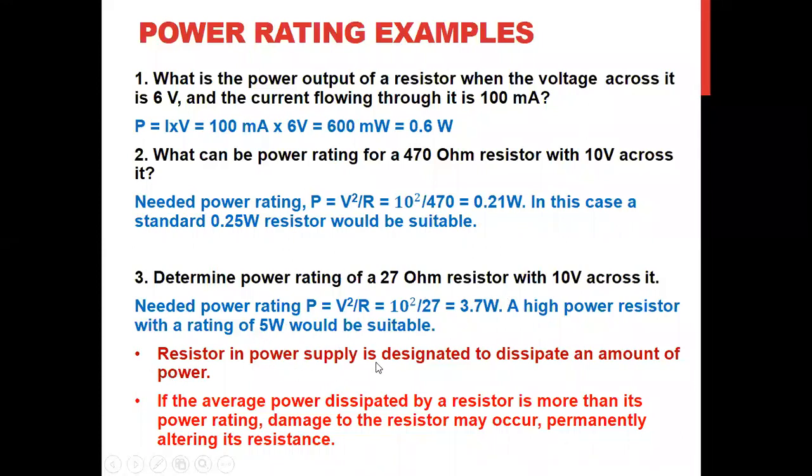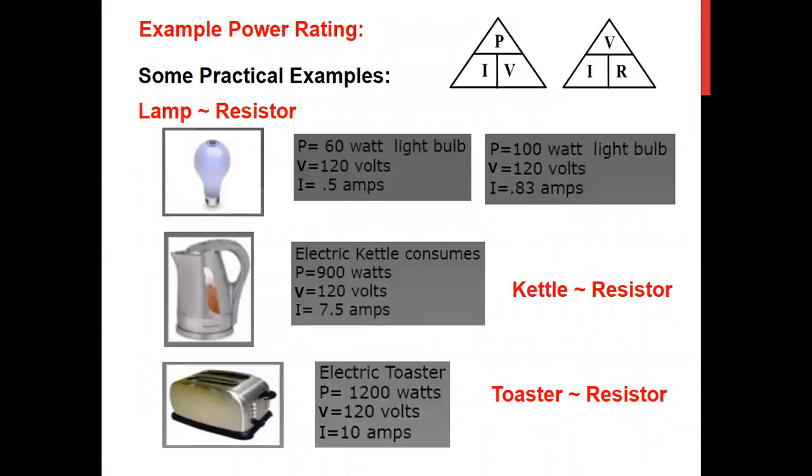A resistor in a power supply is usually designed to dissipate an amount of power. This power should be regulated very carefully. If the average power dissipated by a resistor is more than its power rating, then the circuit will be damaged permanently and the resistance value can change.